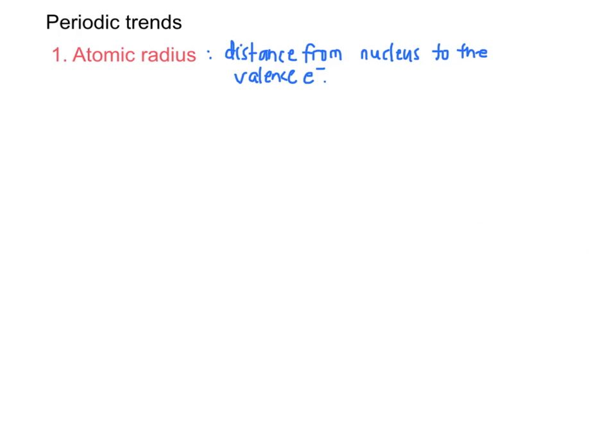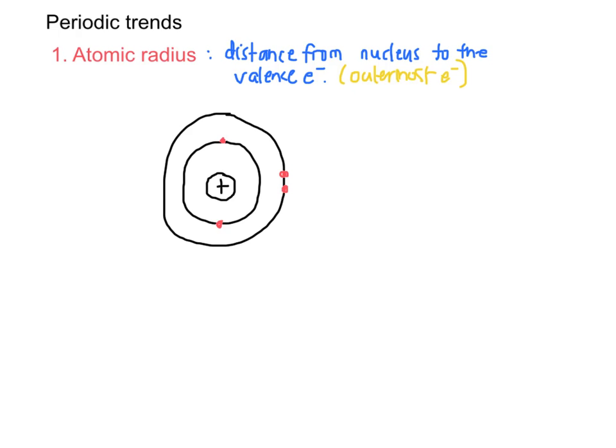So as you may have guessed, an atomic radius is the distance from the nucleus of an atom to its valence electrons. Another way to think about valence electrons is as the outermost electrons. So if you're looking at an atom and you're wondering what the atomic radius is, it's the distance from the nucleus to the outermost, or valence, electrons.